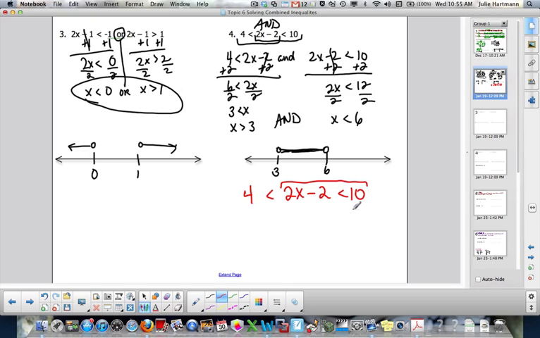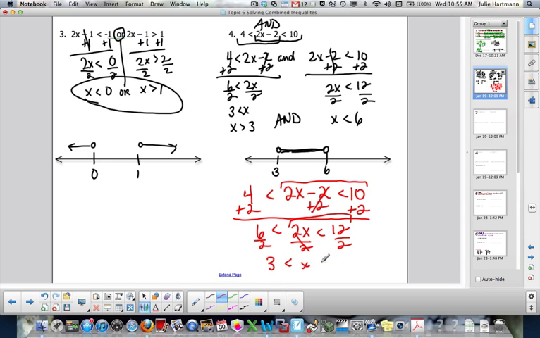Yeah, we add 2. So you add 2 to all three parts. 4 plus 2 is 6, negative 2 plus 2 cancel, and 10 plus 2 is 12. Again, cover up the 6 is less than. You just have 2x is less than 12. How would you solve that? Divide by 2, so divide by 2 everywhere. So I get 3 is less than x is less than 6, which is that graph.